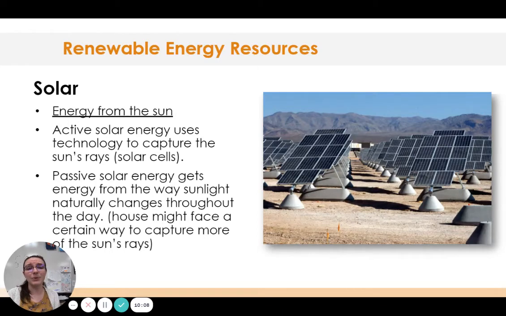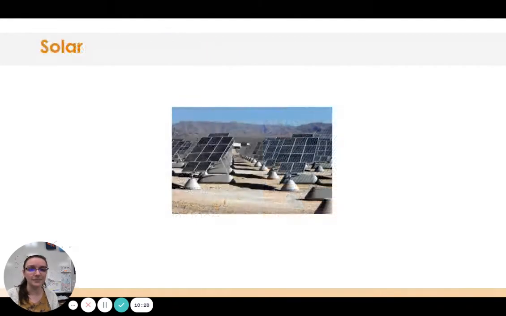So, for example, I have a dog who during the day will always try to find the sunny spot of my living room floor and move around to be warm there. If you've ever gone tanning, you are taking advantage of passive solar energy. That is just taking advantage of the sunlight where it is and how it hits.